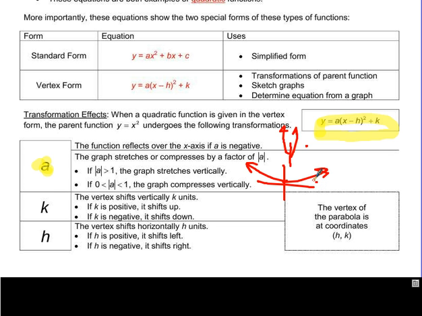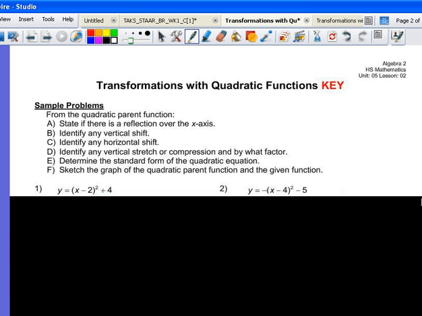Of course, K is the Y part of the vertex, and that's what shifts the graph up and down. H is the X part of the vertex, and that's what shifts it left and right. And remember that it does the opposite of what you think it should. Okay? What we're going to do is look at a couple examples here.